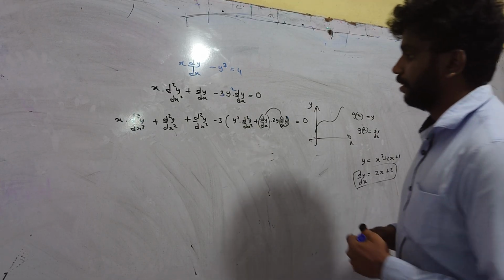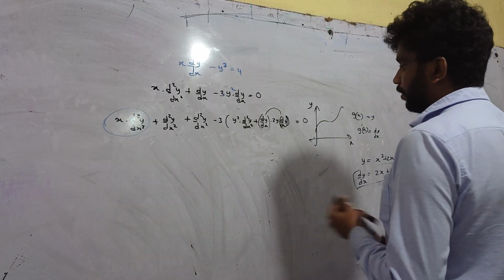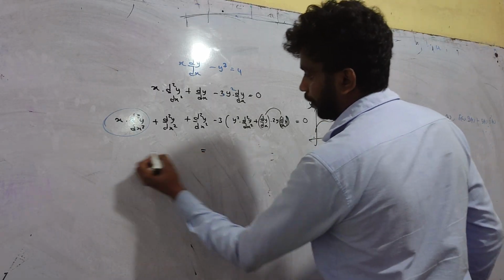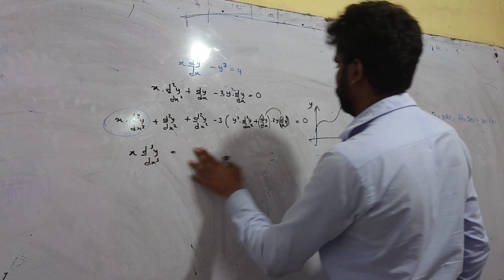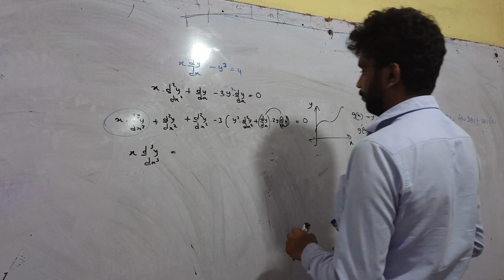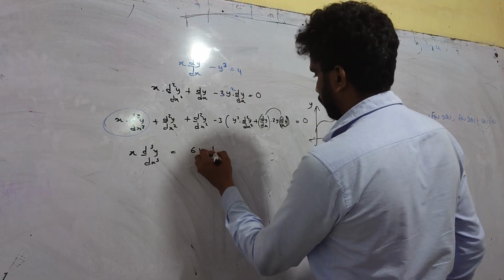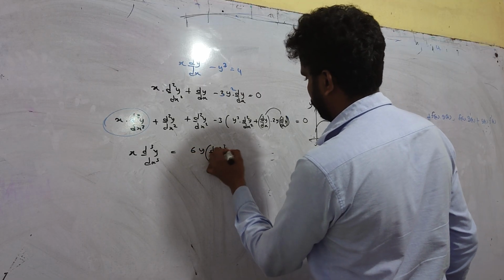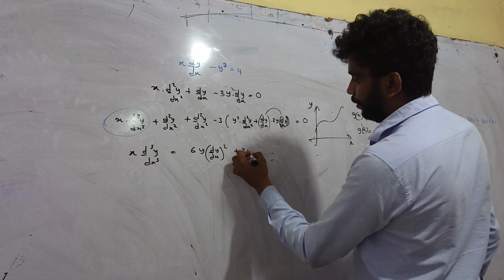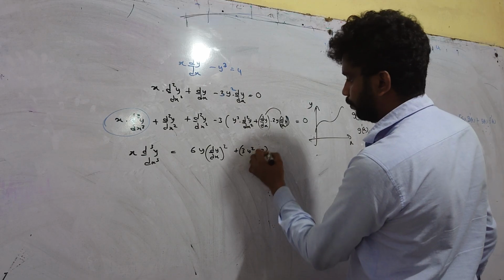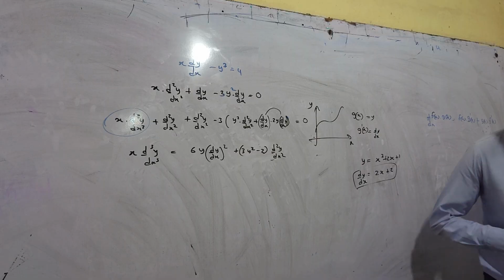Think this term is on the left-hand side, all the other terms can be taken to the other side. Then x into d cubed y by dx cubed equals this one into the other side. This is 6y dy by dx squared. This is 3y squared minus 2 d squared y by dx squared. Is it the answer?